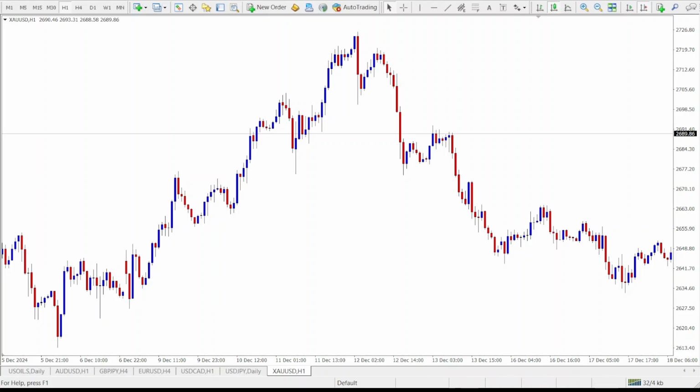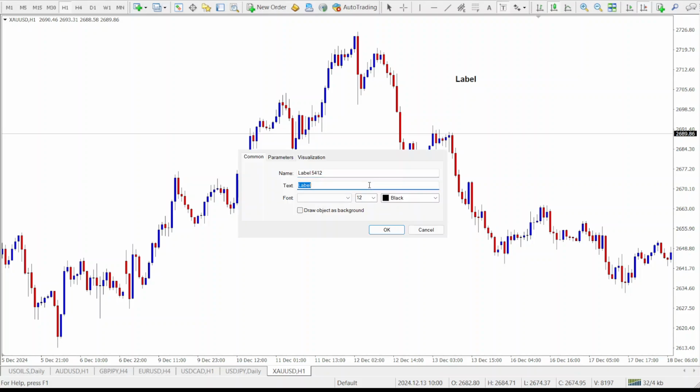Welcome back, traders. In this particular video, we are going to be diving into a powerful concept that can give you a significant edge in your trading, and that concept is histogram divergence. We're going to be talking about histogram divergence in this video.